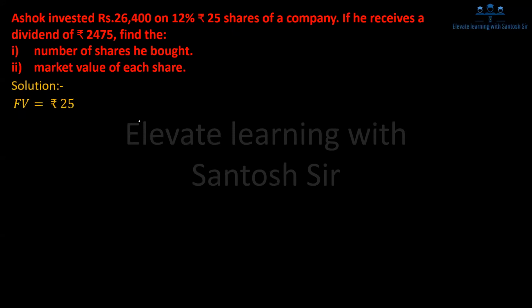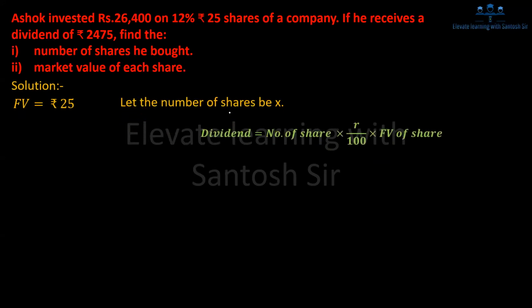Let us start. Let the number of shares be X. We know that dividend is number of shares multiplied by rate upon 100 into face value. So 2475 is equal to X into 12 upon 100 into 25. 25 4s are 100, 4 3s are 12, and so on. So I think the value of X that should come out is 825. So the number of shares he bought is 825.